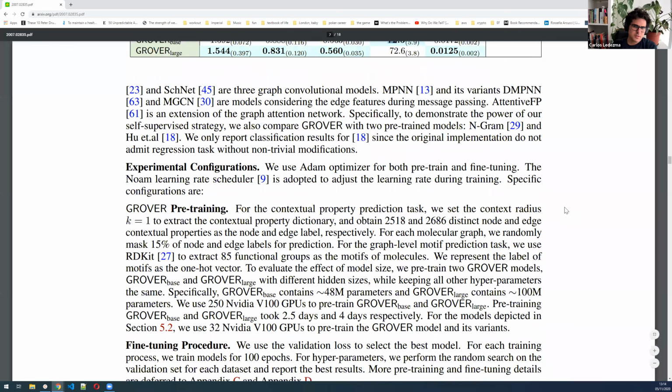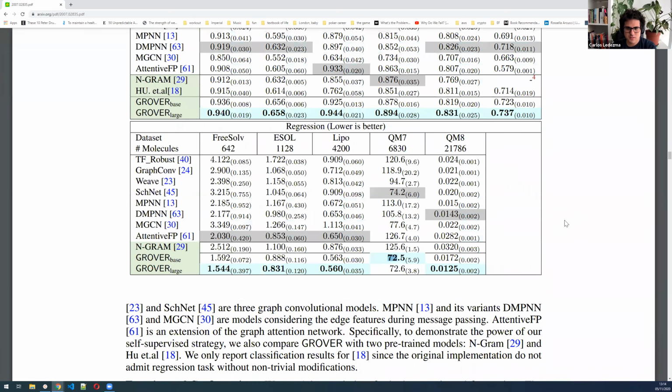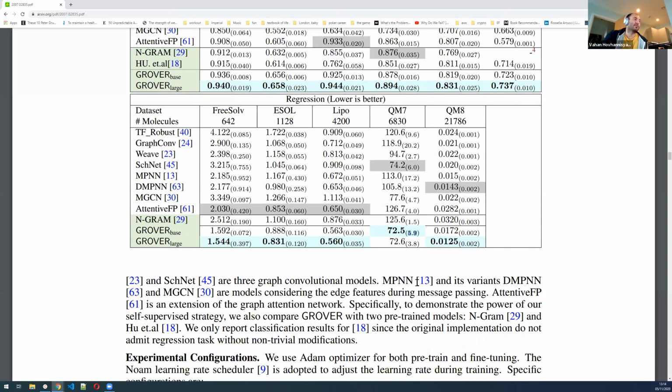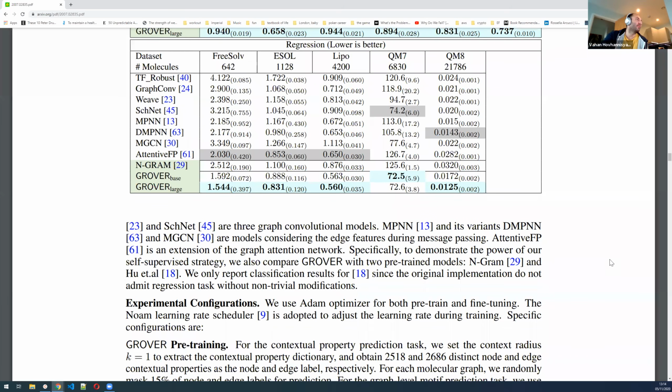But sorry, the parentheses is the standard deviation, right? Yes. So I didn't mention those. I don't think that's a significant difference, right? Yeah, they overlap a lot. Exactly. But normally you would see a pretty big difference. But they're basically the same performance for base and large, which is still interesting given that it has less than half the parameters.